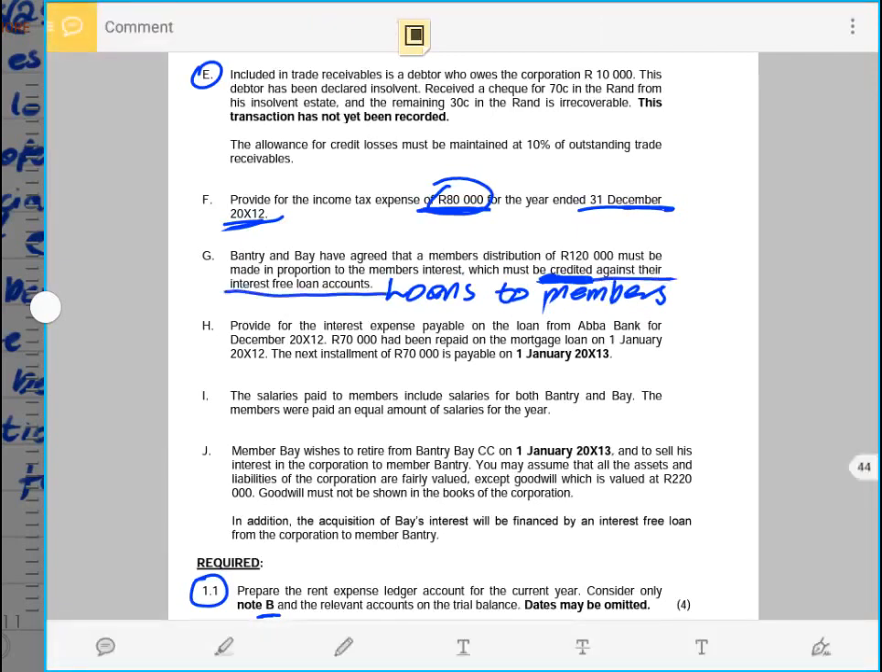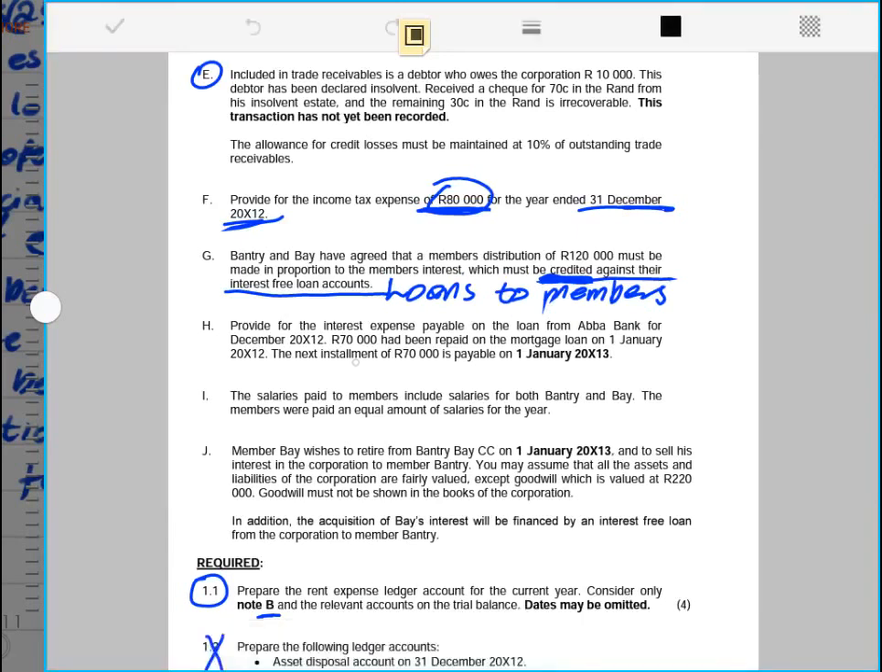Then we have adjustment number H, which says provide for the interest expense payable on the loan from ABA Bank for the December 2012. 70,000 had been repaid on the mortgage loan on the 1st of January 2012. The next installment will take place on the 1st of January 2013. And I remember in the previous exercise, there was the same scenario where there was a payment that took place on the first day of the accounting period. And same again, in this case, we have 70,000 rands that was paid in the current year.